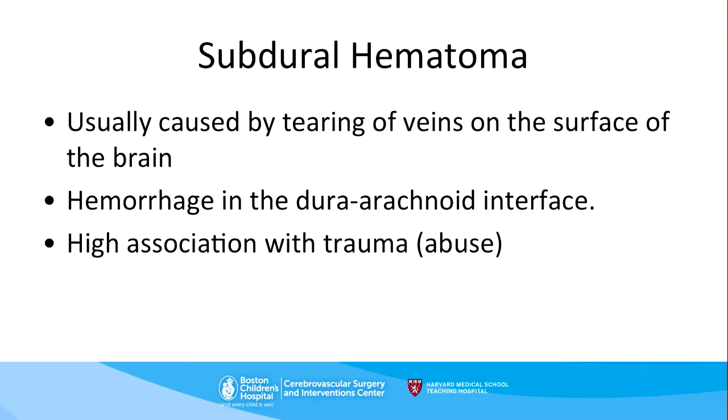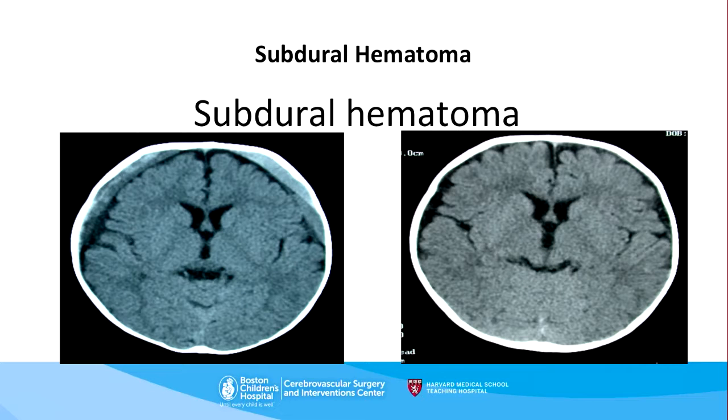Subdural hematoma, the so-called fussy baby headache. This is usually caused by tearing of veins on the surface of the brain. The hemorrhage can be at the dura-arachnoid interface, and unfortunately there's a very high association with trauma, and one has to think about abuse in the absence of other known trauma like a fall or a car accident.